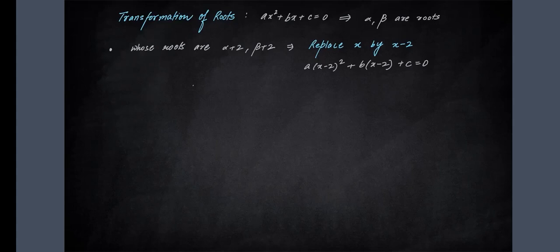If we generalize this, if the roots are alpha plus k and beta plus k, you will substitute x by x minus k. Had it been alpha minus k and beta minus k, we will substitute by plus sign. Interestingly, this rule doesn't end with plus and minus; you can use it for multiplication also.